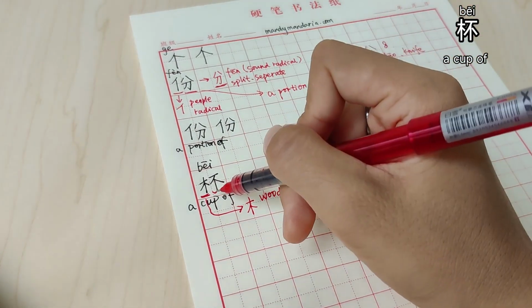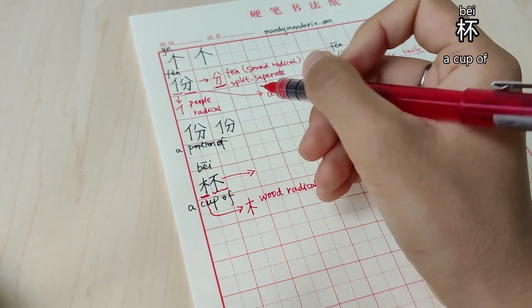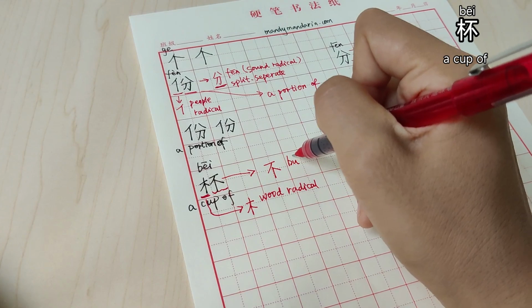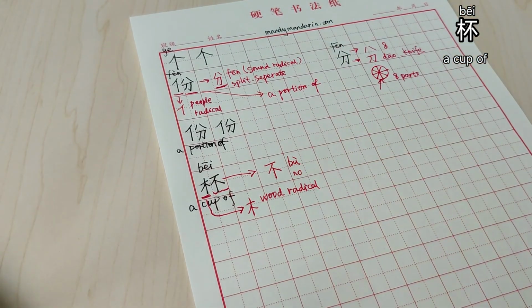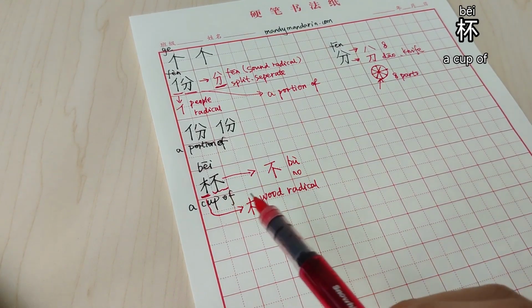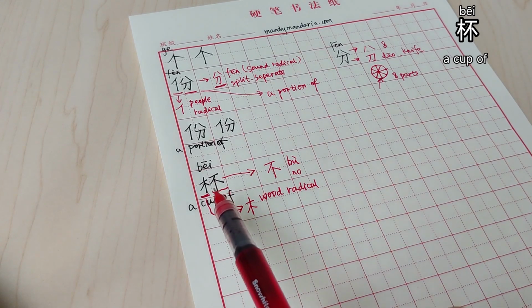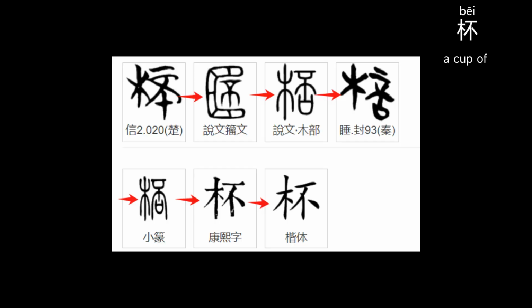And as for the right part, I know many of you might notice it: the 不 (bu), which means no. I know it could be a little bit confusing, but this is the modern way to write the character. As for the ancient way to write it, it's different. Let me show you a picture.